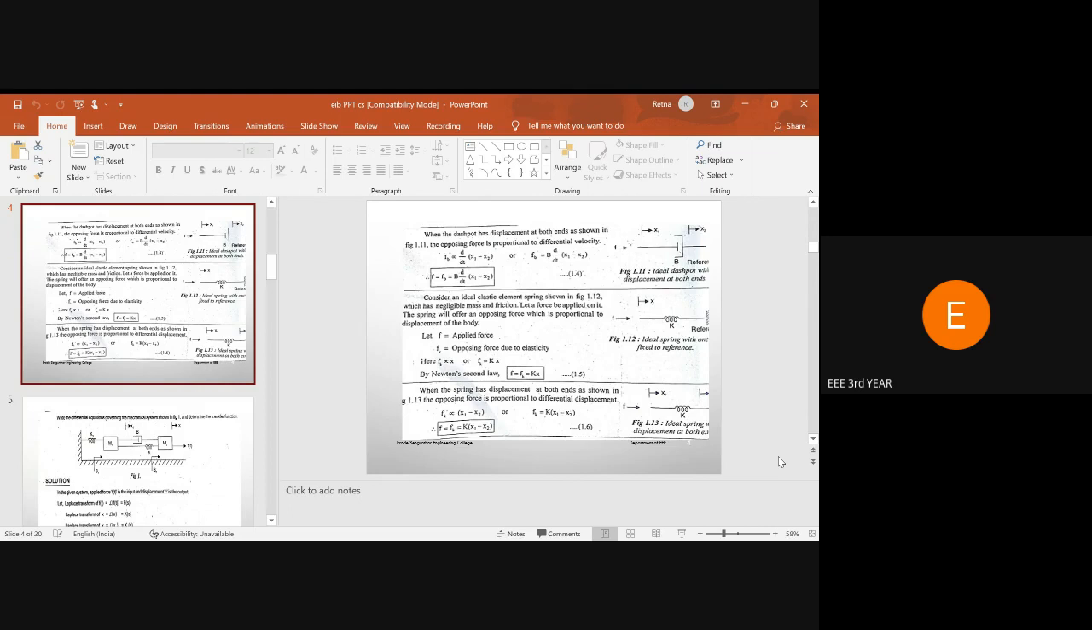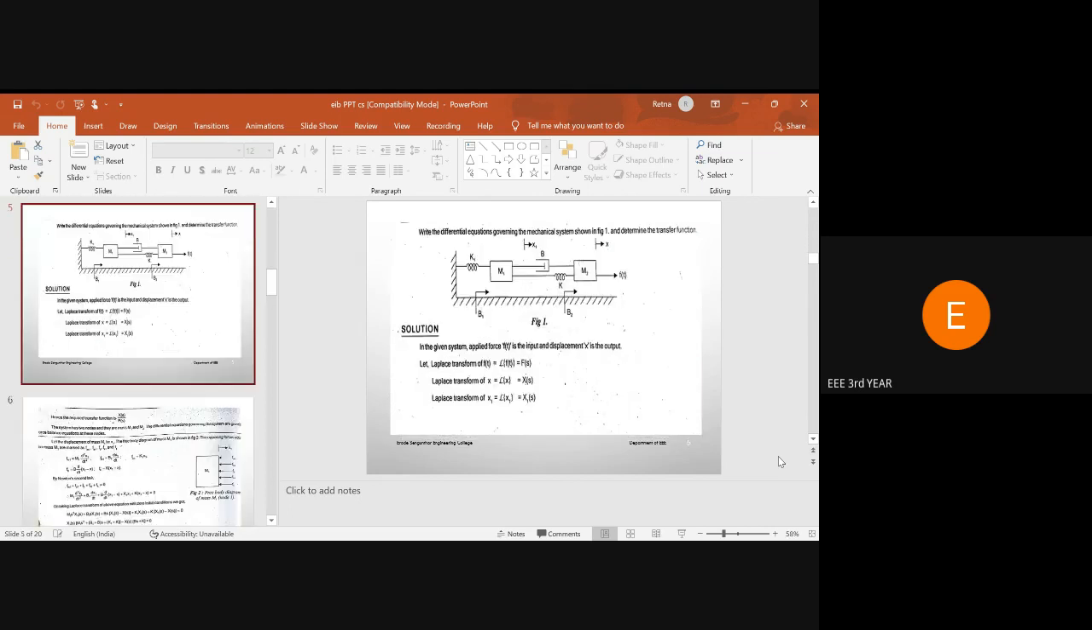Next, opposing force due to spring. The opposing force Fk equal to opposing force due to spring. The opposing force due to spring is directly proportional to x, where x is the displacement of the spring. So the opposing force due to spring is equal to k into x. Then when two ends are open, the opposing force due to spring Fk equal to k into x1 minus x2.